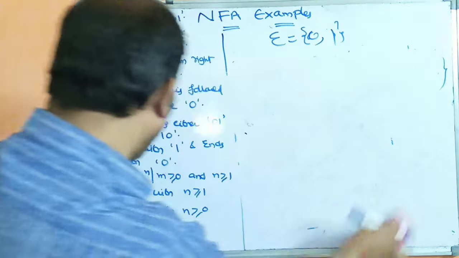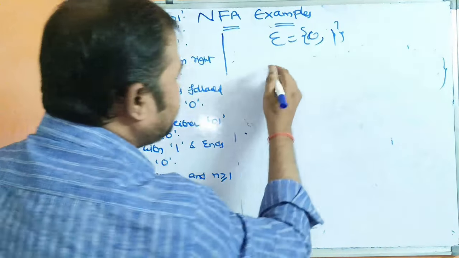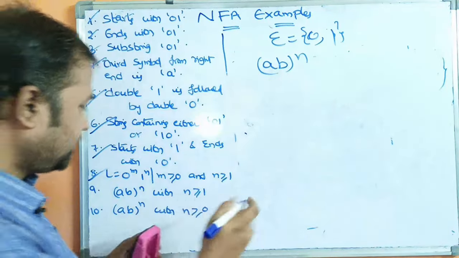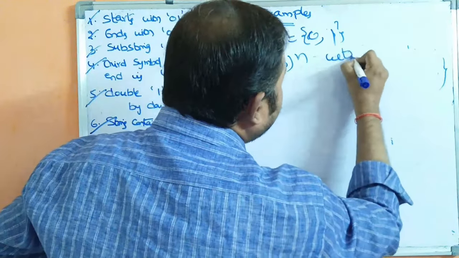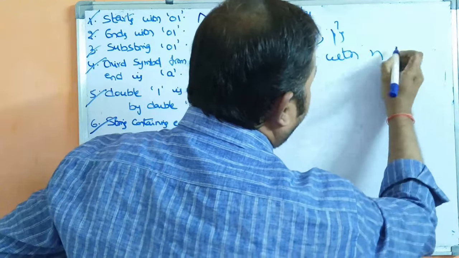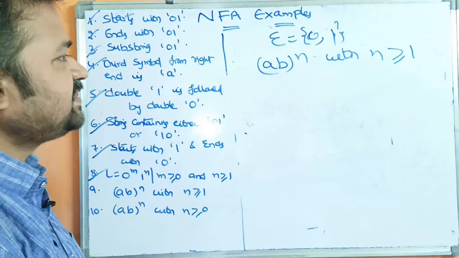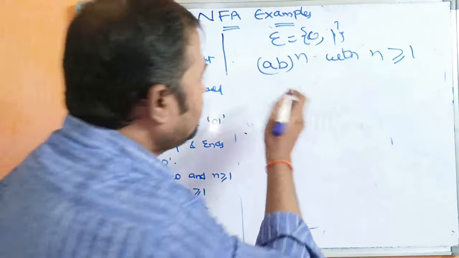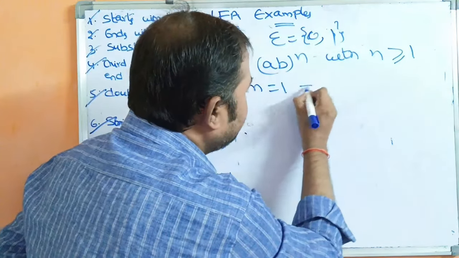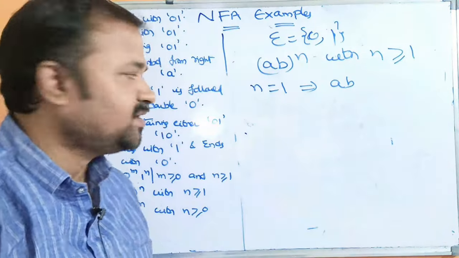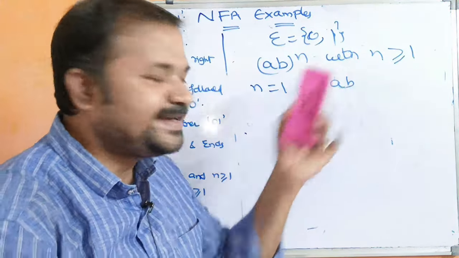So what is the next problem? Here also some language is given: AB whole power N with N is greater than or equal to 1. So if N is equal to 1, then what is the string? AB whole power 1, that is nothing but AB. So here the minimum possible string is AB.